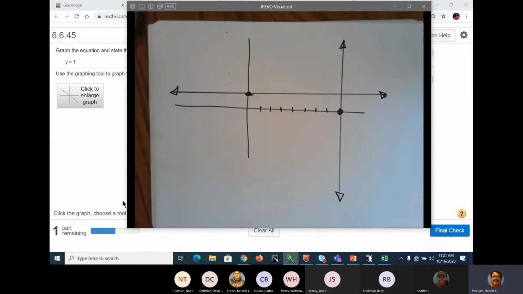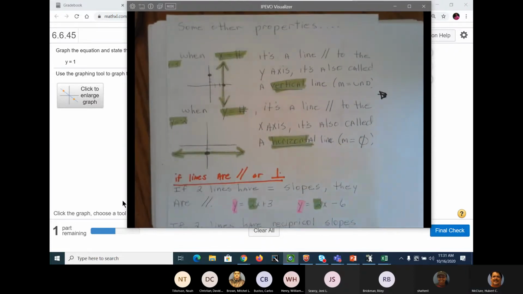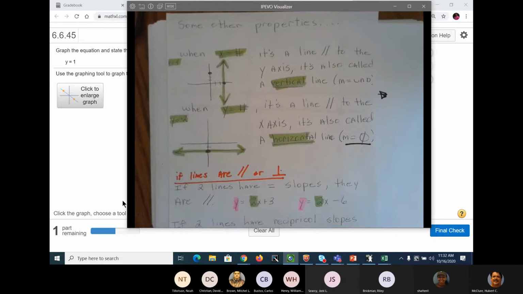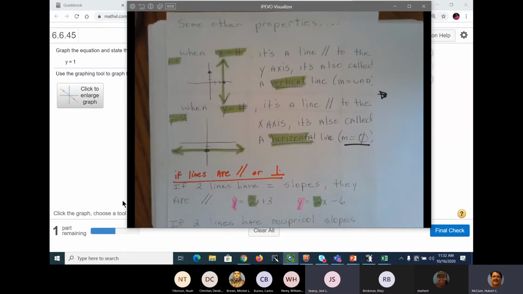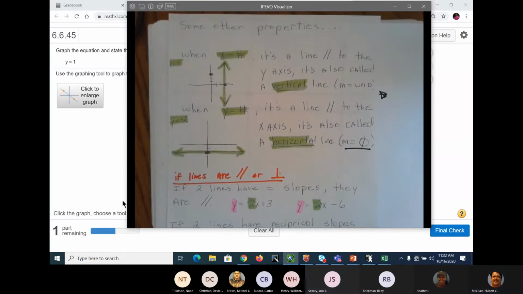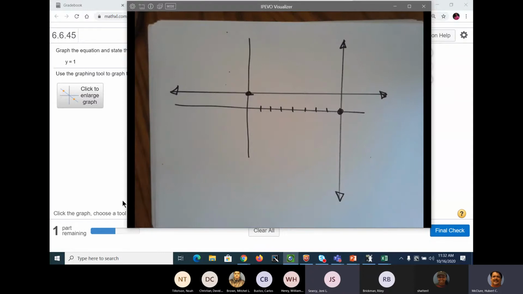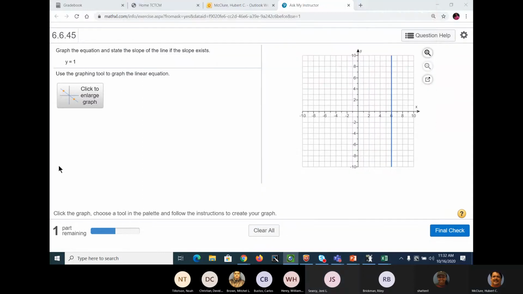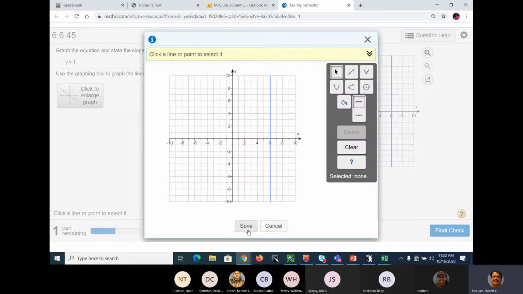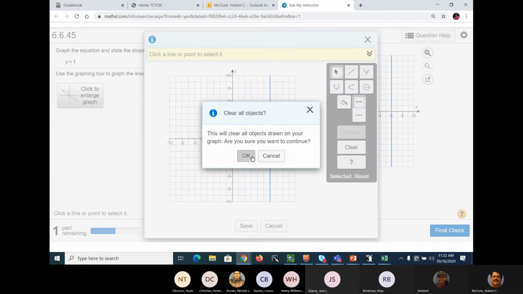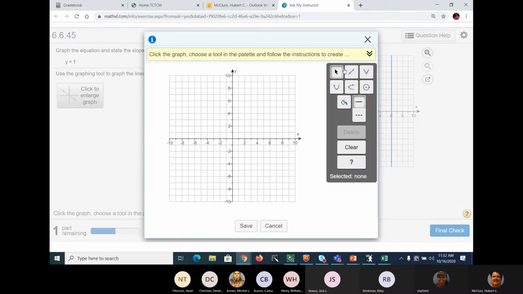And what is the slope of a horizontal line? You can say it now, Miss Cersei. 0. 0? Mm-hmm. So I'm going to get rid of this. And y is equal to 1. And there it is.